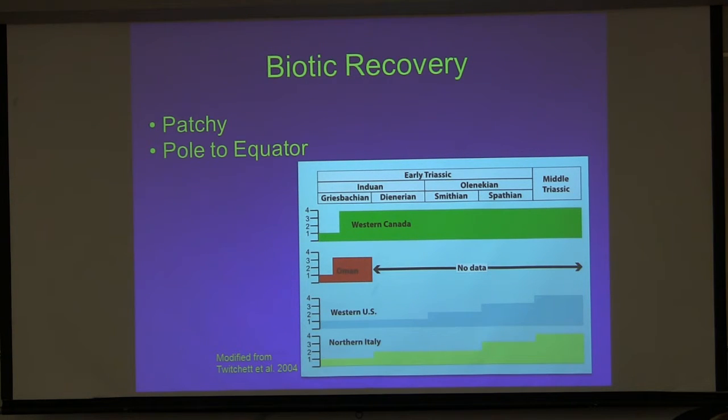However, in some areas like Oman, you had recovery, and then the recovery disappears. The no data they put here in their chart just means that they found no fossil evidence past the end of the Griesbachian in that area.